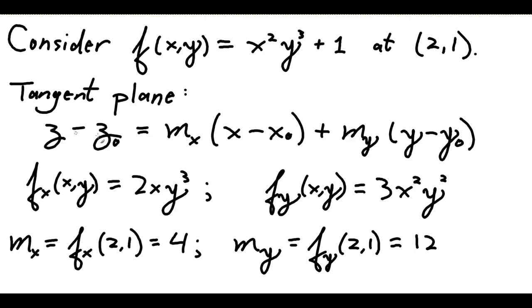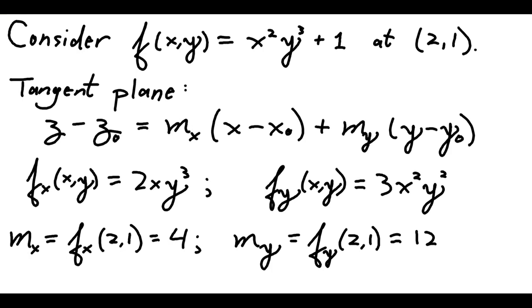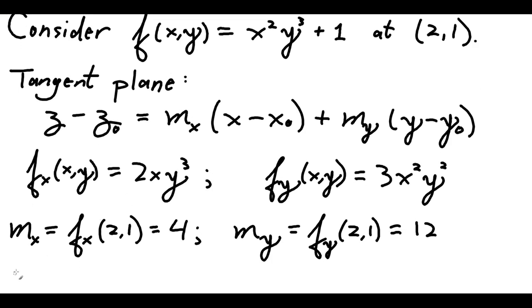The only thing we're missing here is this value z naught. Now, if z is equal to f of x and y, then z naught is the value of the function at the point in question. So let's see if I can squeeze that in here. Z naught is equal to f of 2, 1, which equals, that's 4 plus 1 is 5.